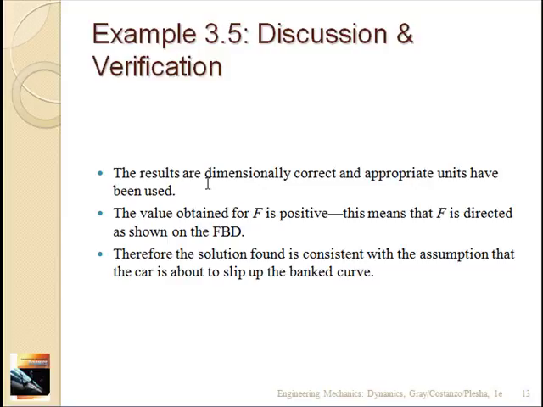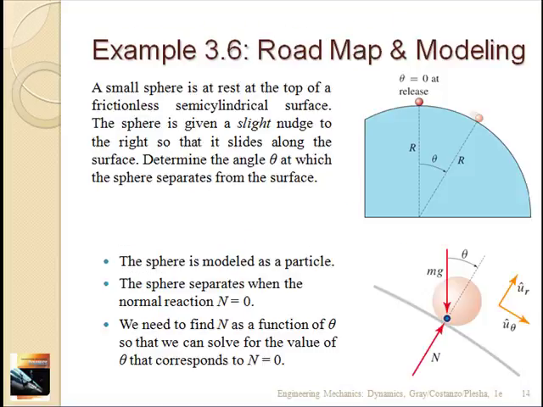So everything looks correct dimensionally. It'd look better if we knew the mass of the car, but we don't have it. The value for F is positive, so that's good. And the maximum velocity to avoid slipping is of the order of what they drive, or somewhat above what they drive in an actual race, so it seems quite reasonable.